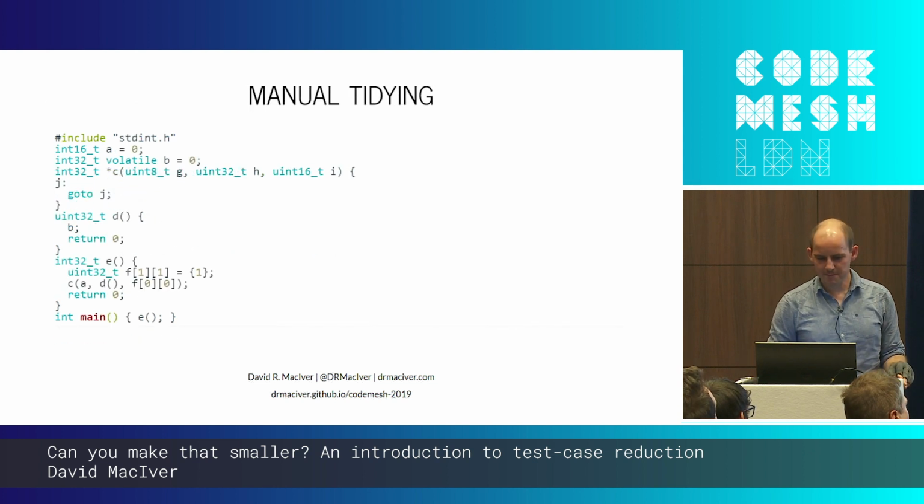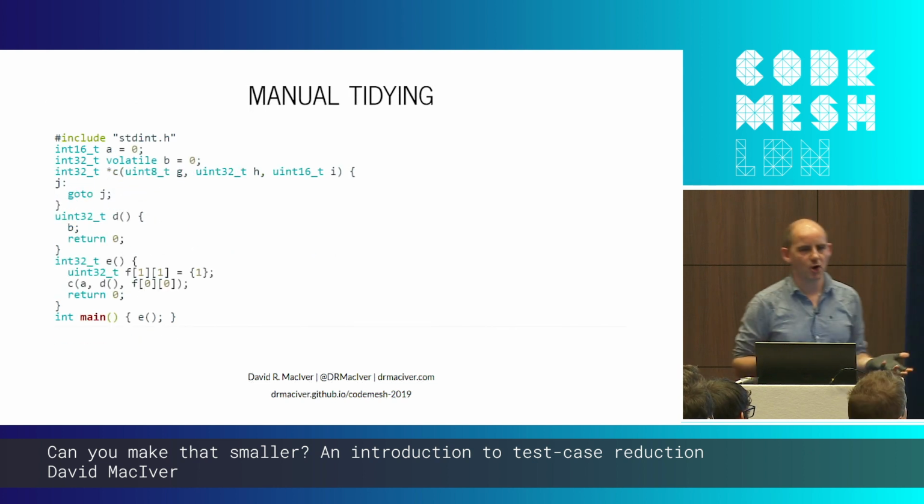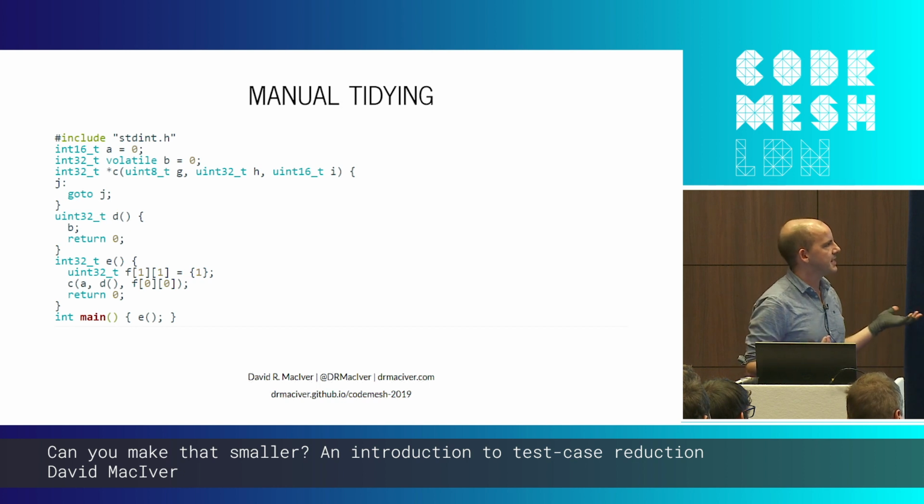And we can then just do a bit of manual tidying, which is usually a pretty common step in the last bit of your test case reduction, because your test case reducer gets it to the point where it's small and easy enough for you to understand, and it will take you about 5 minutes to tidy it.